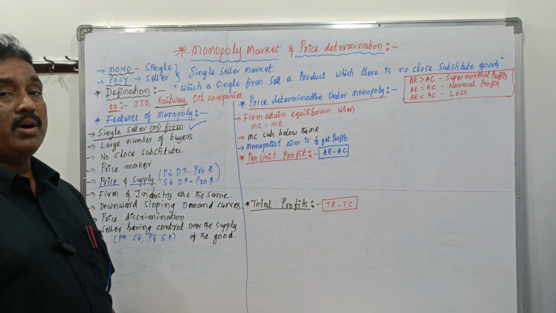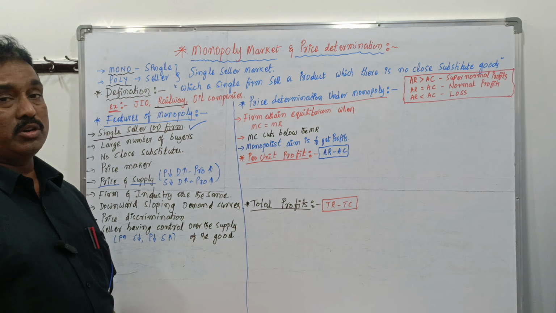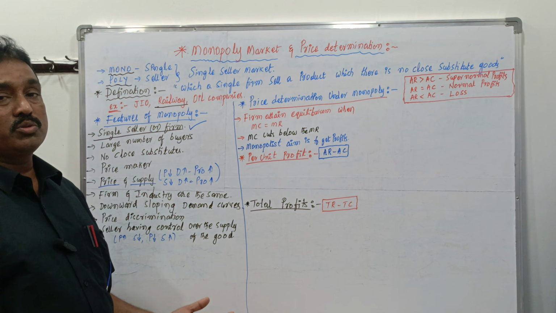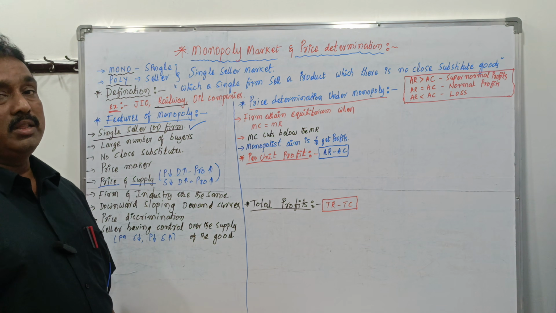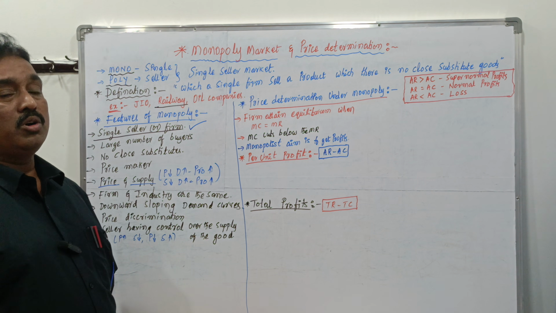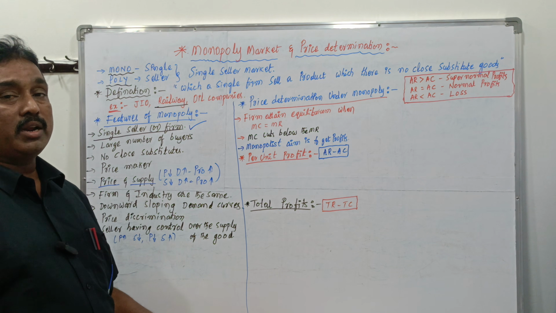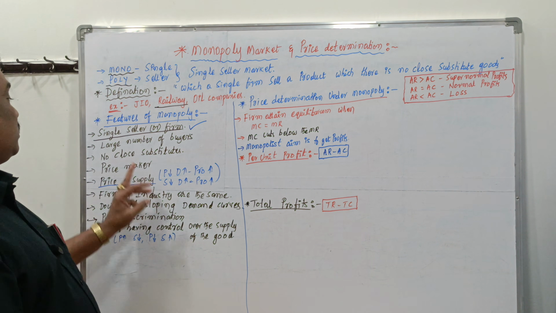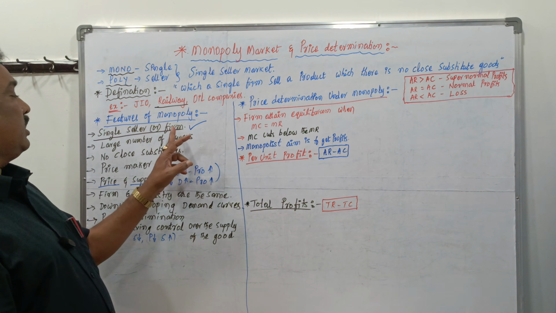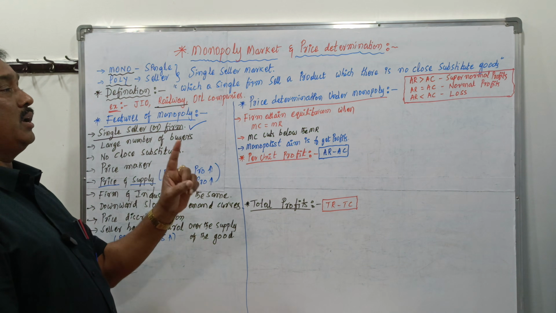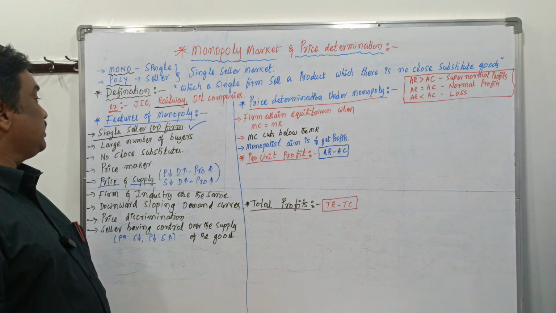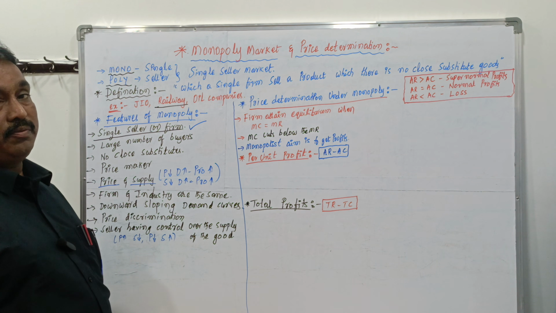Only that single firm produces the total production of that commodity, and there is no close substitute goods in the market. There are no alternative industries, no alternative goods in the market. That market is called a monopoly market. Only one seller, one industry is there. That is the first feature.